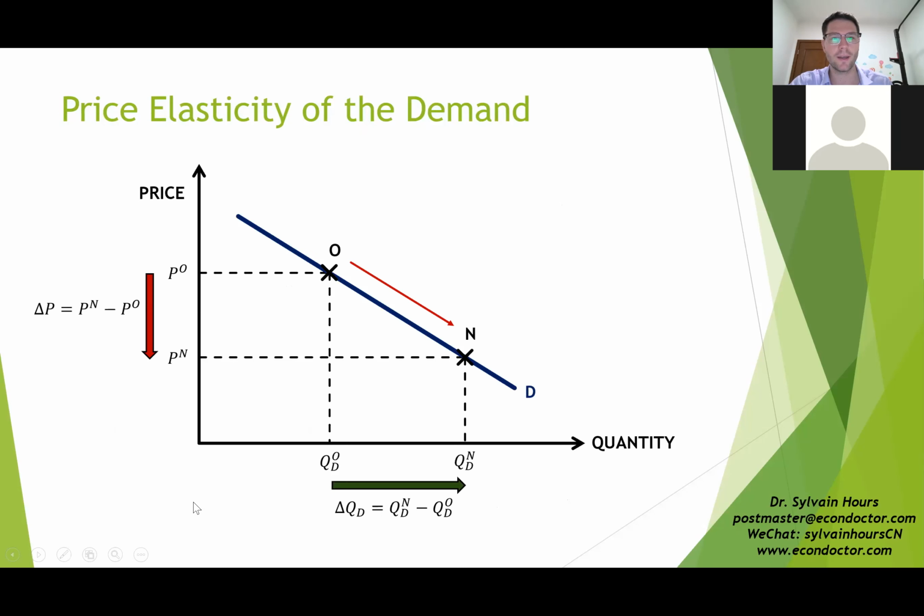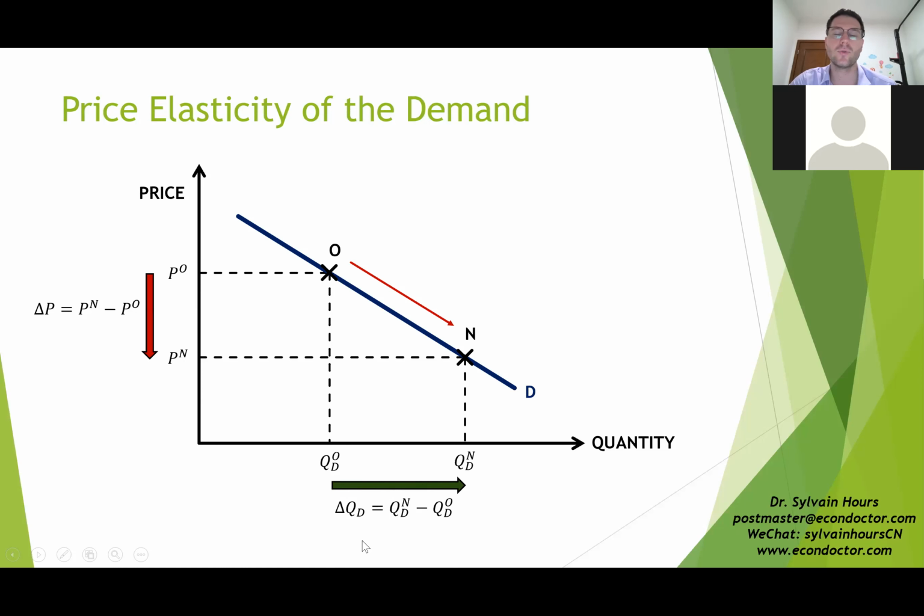So this is actually how we could calculate it. Let's say you have your initial price, PO, the old price. At that price, the quantity demanded is QDO. And then the price decreases. So this vertical distance is the change in price, delta P, new price minus old price. And as a result, there is an extension of demand, a movement down along the demand curve. The quantity demanded rises from QDO, the old quantity demanded, to QDN, the new quantity demanded. And this horizontal gap here is delta QD, the change in quantity demanded.